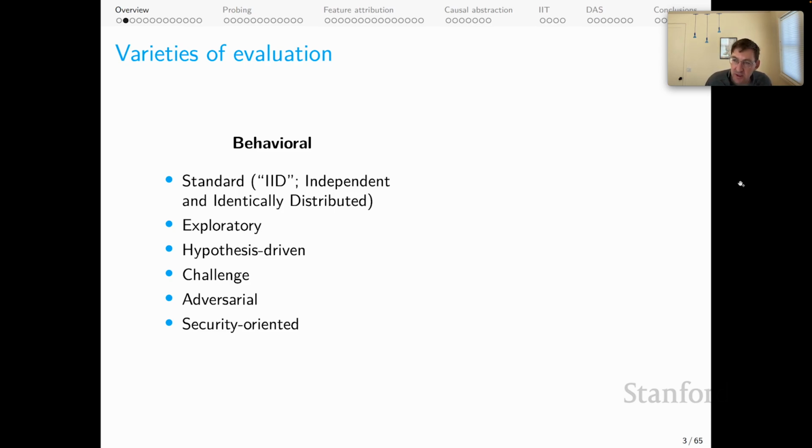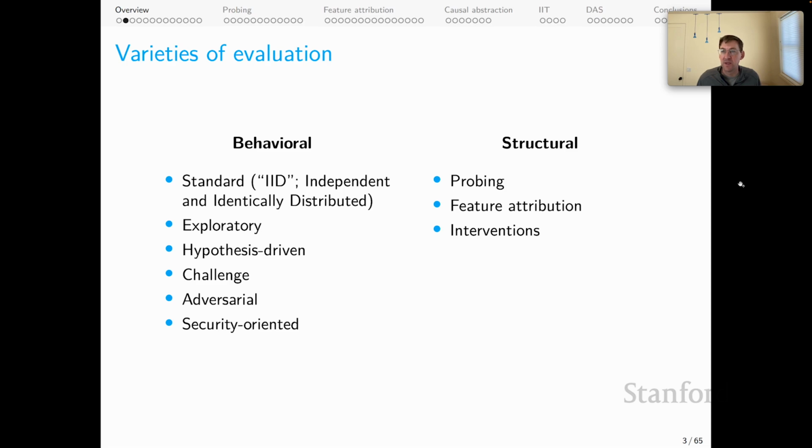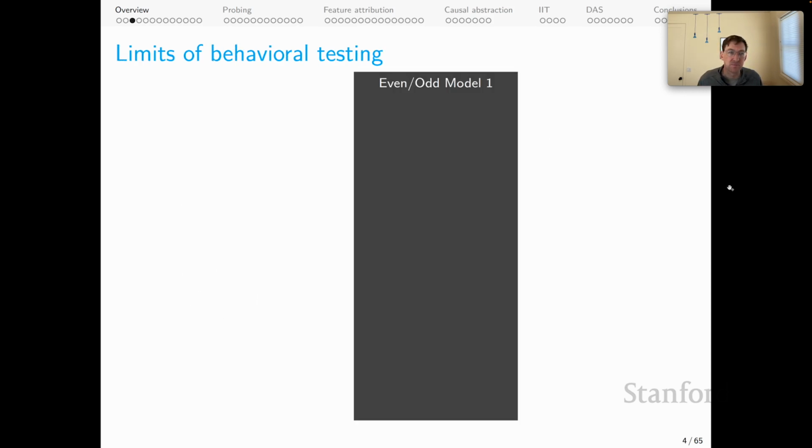What we're going to try to do in this unit is go one layer deeper and talk about what I've called structural methods, including probing, feature attribution, and a class of intervention-based methods. And the idea is that we're going to go beyond simple behavioral testing to understand, we hope, the causal mechanisms that are guiding the input-output behavior of our models.